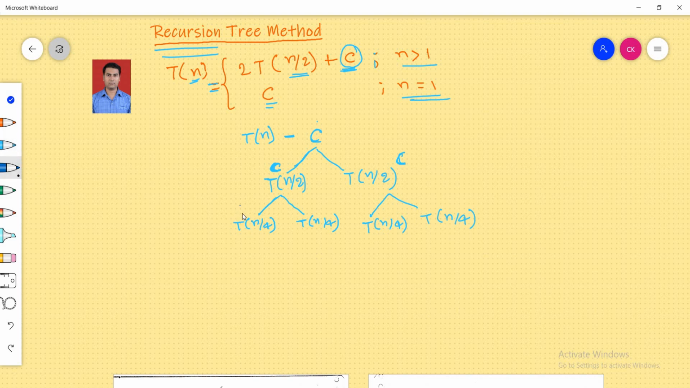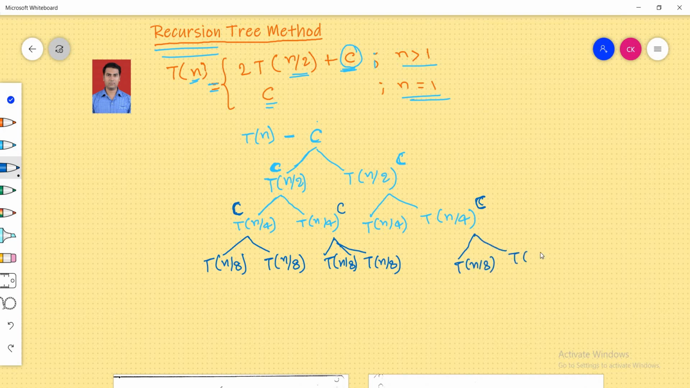Now at this node also, if we do c amount of work, then we can break this problem into two equal halves, each of half the previous size, so T of n by 8. Similarly at this node, n by 8, and this node, n by 8. Similarly, if we do c amount of work at this node, it will break into two problems of T of n by 8 and T of n by 8. Similarly, at this node, again it will break into two problems.